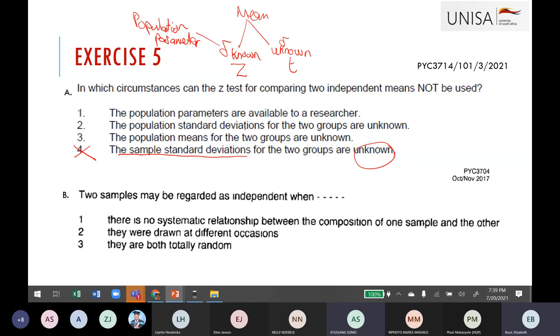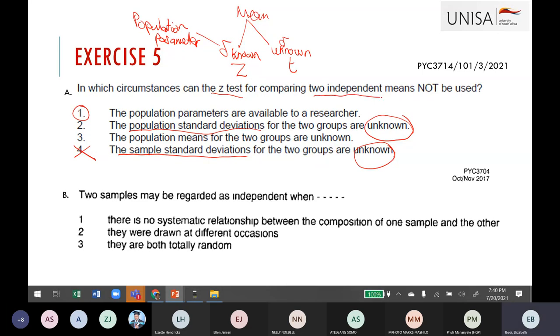Option two talks about the correct thing, but it says unknown. When do we use Z? I just gave you the answer. When it is known, so it's answer one, known and available to the researcher. Option one will be the correct answer. It's when your population parameters are known and available to the researcher, we use the Z test.